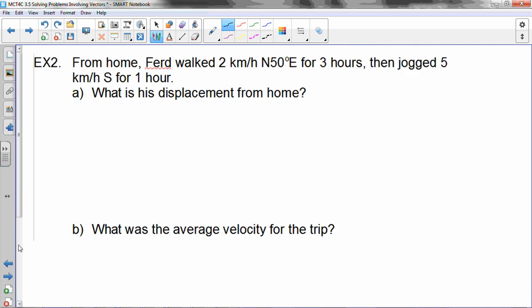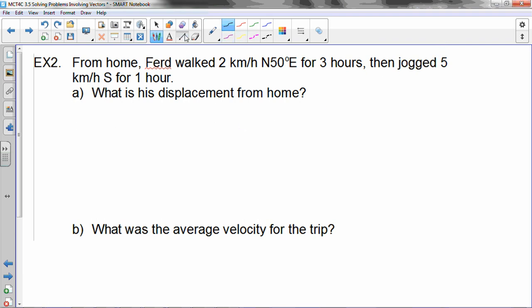Okay. From home, Ferd walked 2 kilometers at a certain bearing for 3 hours, then jogged 5 kilometers for 1 hour. What is his displacement from home? So let's draw a diagram. I'm not going to do it to scale. Don't care about scale here.